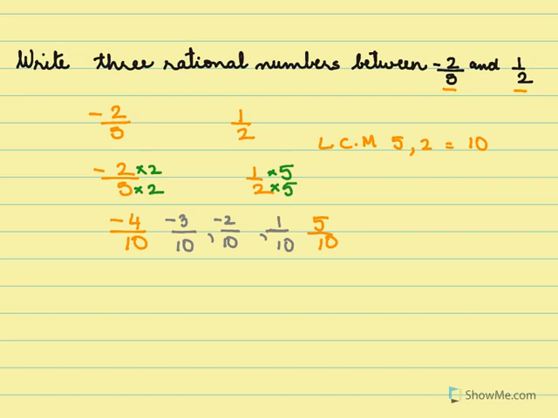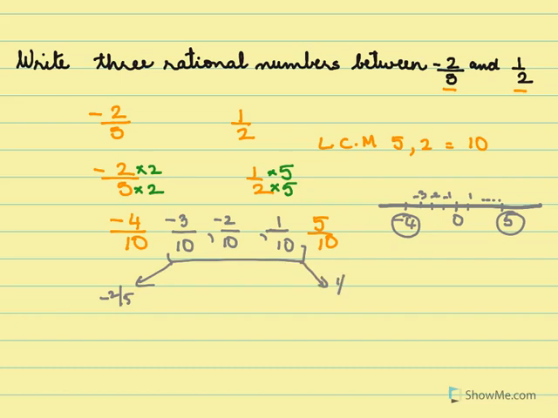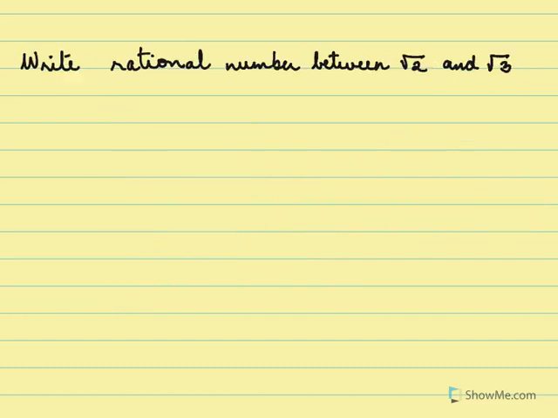Just to explain this again, if we have the number line here and this is our 0, here is 5 and here is -4. So all these numbers like -3, -2, -1, 1, 2, 3 all lie between -4 and 5. So these numbers lie between -2 by 5 and on the other side 1 by 2.